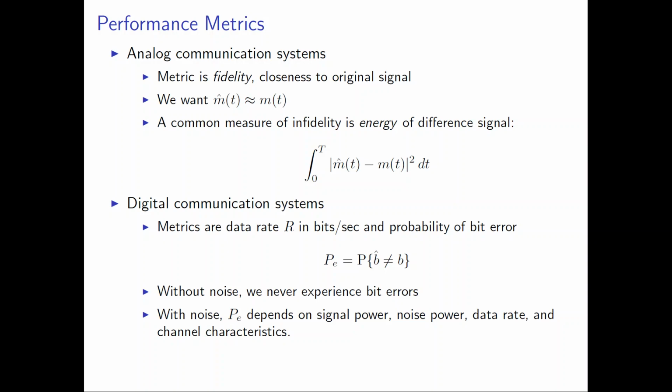If what you generate at the transmitter, you can just send it and it will be received correctly all the time, then you don't need this science. So it's because of noise, because of interference, because of the impairments of the channel and difficulties we face, we have communication, and we need to design systems that are reliable. With noise, the probability of error depends on the signal power, how high the amplitude of your signal is, the noise power, how low or high it is, data rate, how fast you send your signal, and channel characteristics.